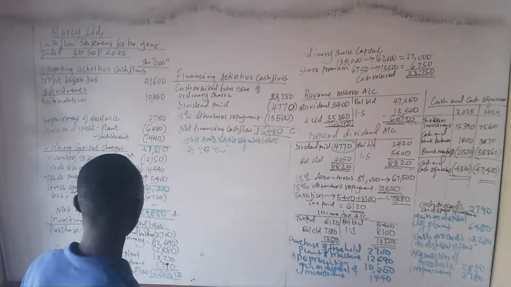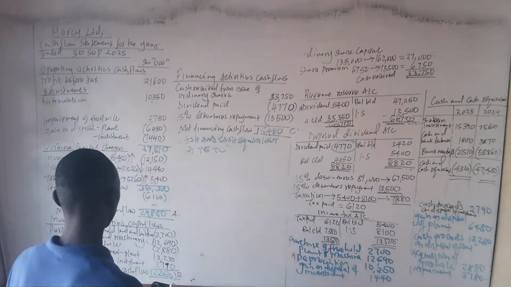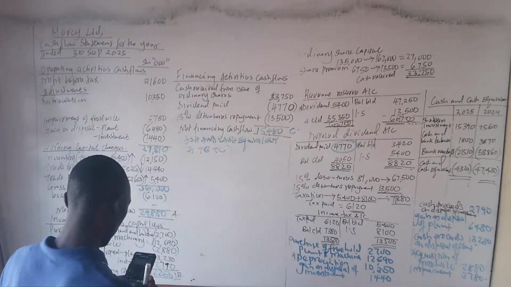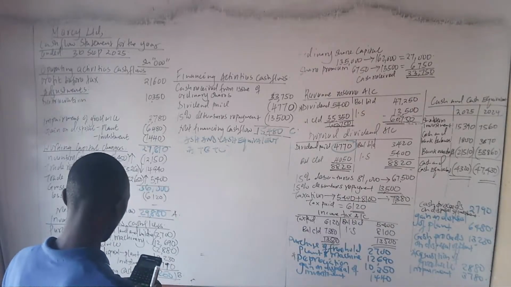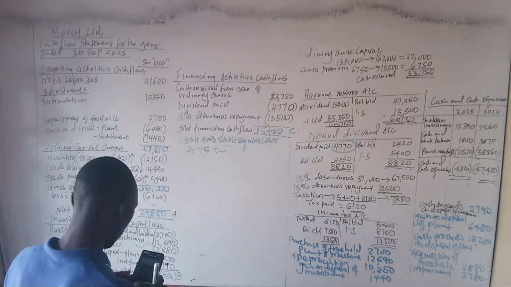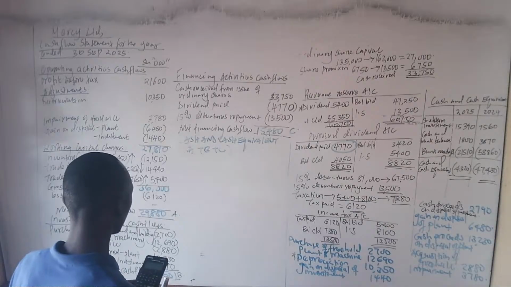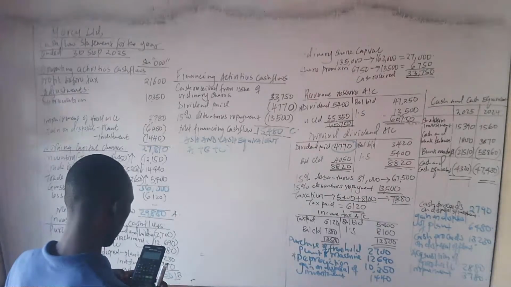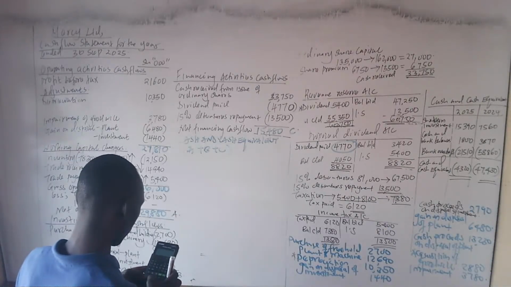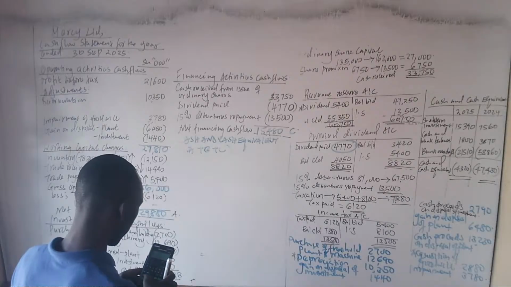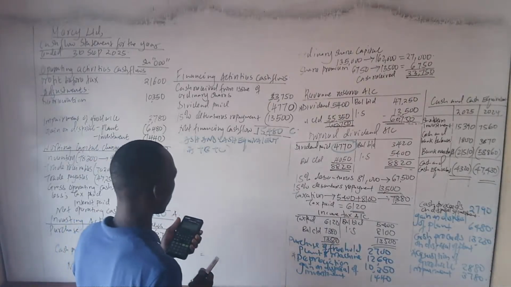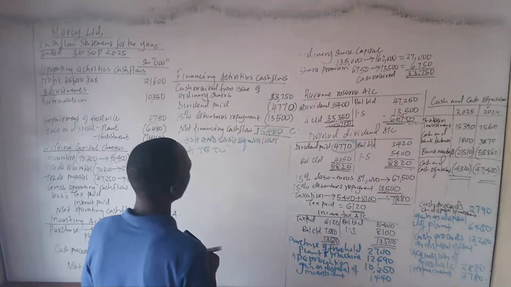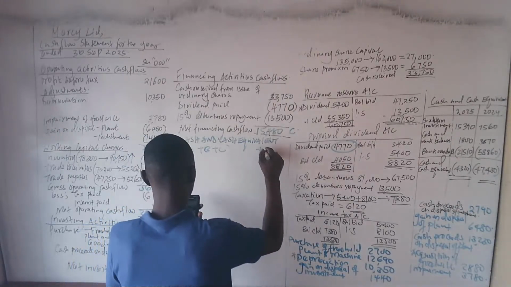So therefore, we have A. A, we have 29,880. Then minus 2,250. Then from there, plus 15,480. Therefore, we are going to get how much? We are going to get an amount of 43,500.